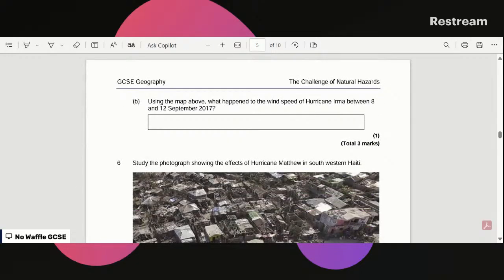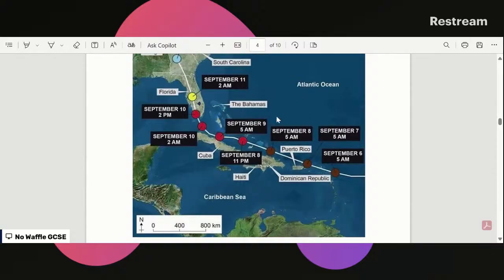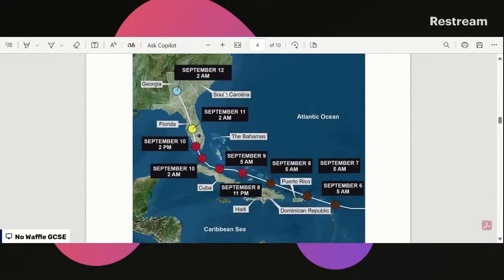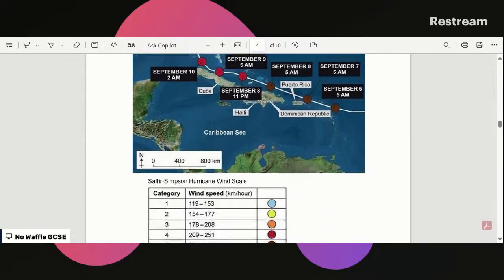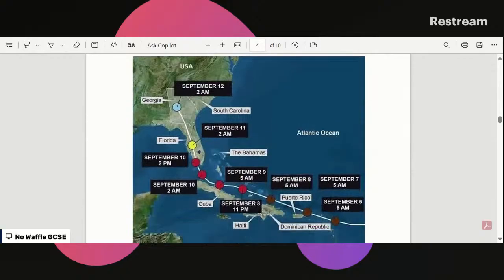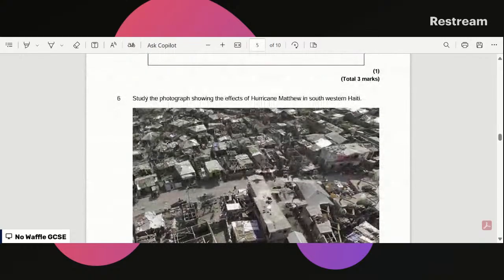Using the map above, what happened to the wind speed of the hurricane between 8th and 12th of September? So let's look at that now. So between the 8th and the 12th, so between here and right up until the end, what about the wind speed they're asking you? So clearly you can see that the wind reduced, and that's because if you look at the colors, it's going from a deep red to lighter colors, and the key told us that means that the wind speed is being reduced. So it's all about just saying what you see. And geography is a really nice subject like that. It's effectively writing what you see and taking note of the obvious.